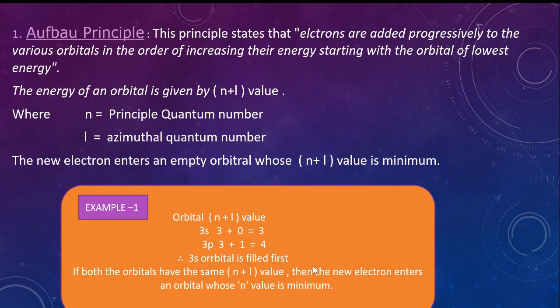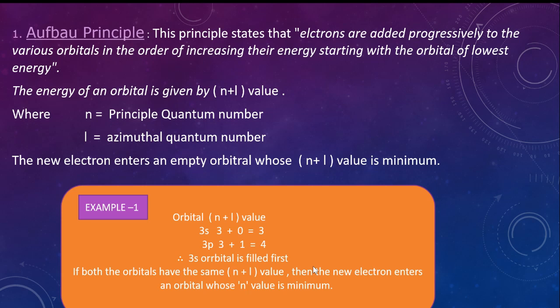So I will revise this once again. The Aufbau principle says that the electrons will be added into the orbitals in the increasing order of their energies. The energy is given by the value n plus l. For any two electrons, if the n plus l value is the same, then the electron will enter the orbital whose n value is less. Here we have taken two examples: one of 4s and 3d, and the other of 4s and 3p. Okay, so this is about the Aufbau principle.